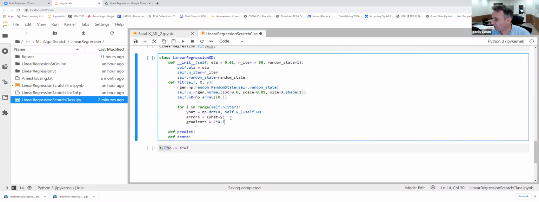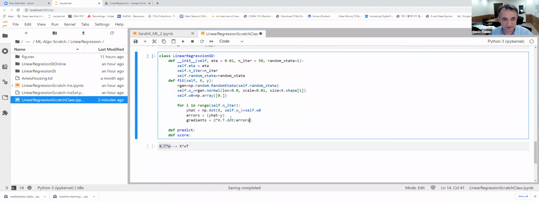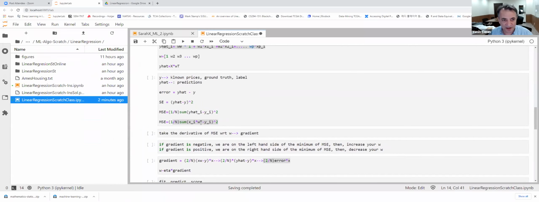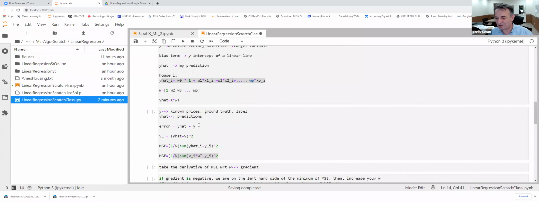Okay, X transpose, then dot product of errors. So I'm doing this, guys. I know as we move forward, it's becoming more complicated, but just keep track. I just explained the steps that we are doing. I know it's not easy if this is the first or second time you are looking at this, but you have to do this at some point if you really want to learn the details of linear regression.